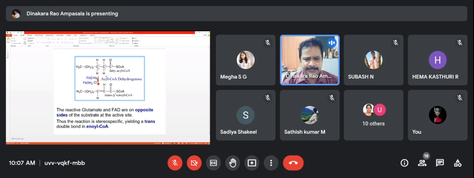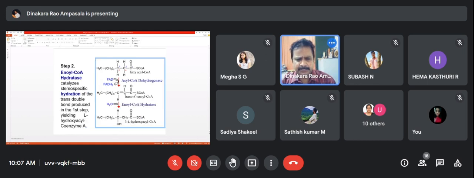Specifically means, we have seen trans and cis configurations. So when they remove the hydrogens, you will get a trans orientation. So here, trans, that's why it is called trans delta 2 enoyl coenzyme A. Now next, the trans delta 2 enoyl CoA in the presence of enoyl CoA hydratase.